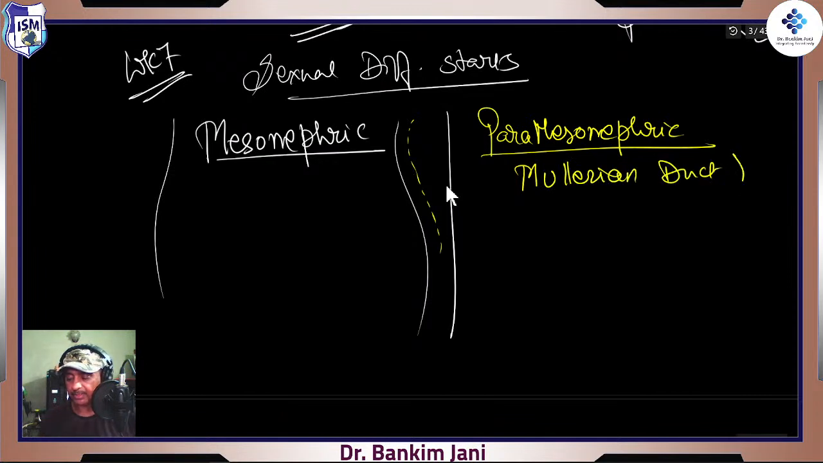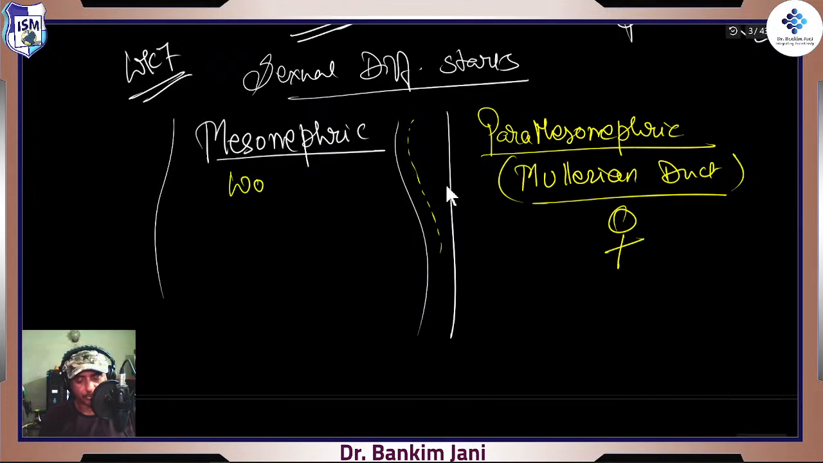This Mullerian duct is responsible for all the female organs. So fallopian tubes, uterus, upper one-third of vagina, etc., all those structures are formed by the Mullerian duct. More when we'll be discussing the female genital system. So right now we are not talking anything about paramesonephric. You should just know this much. As we said, mesonephric is present in male as well as female. So once the sexual differentiation starts, in the female, this mesonephric portion will vanish.